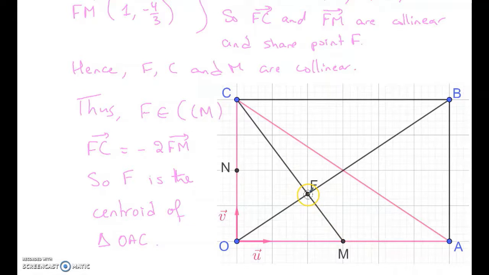And we know that the center of gravity of a triangle cuts the median into 2 parts, where the first part is 2/3 of the whole thing, or the first part is double the second part, the second part is a third of the median, and so on. So here we have this property. Notice, since FC is equal to minus 2 FM, then this point cuts the median CM in triangle OAC into 2 parts. The first part, the upper part, is double the second one in length. This means that F is the centroid of triangle OAC.